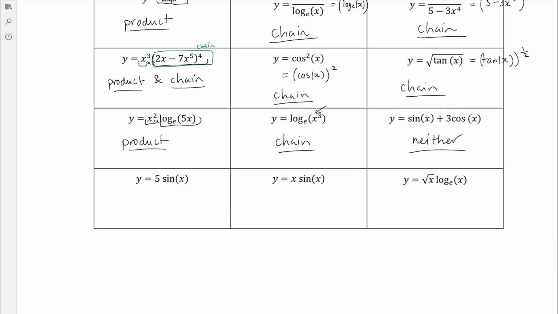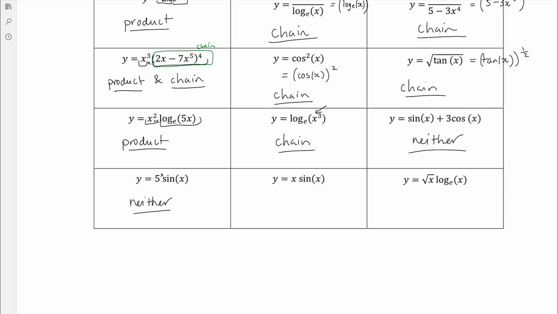Next one, 5 times sin of x. Again, it's 5 times sin of x, but it's not a product of two functions. If it's a number times a function, you don't need the product rule. The derivative of 5 times sin of x is just 5 times the derivative of sin of x. So we don't need either chain or product rules here.